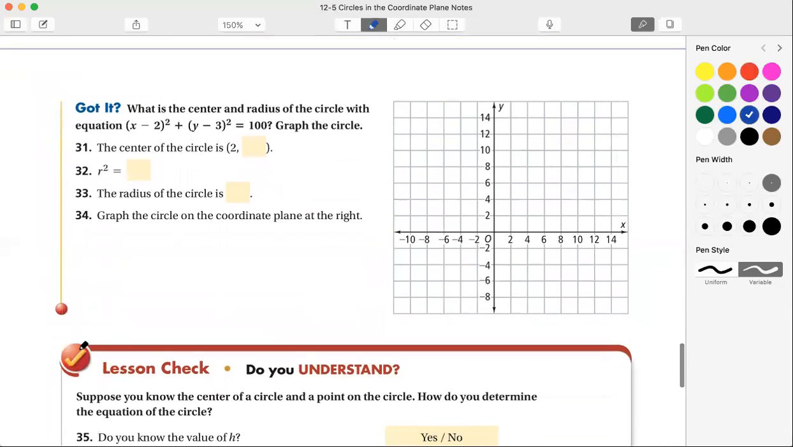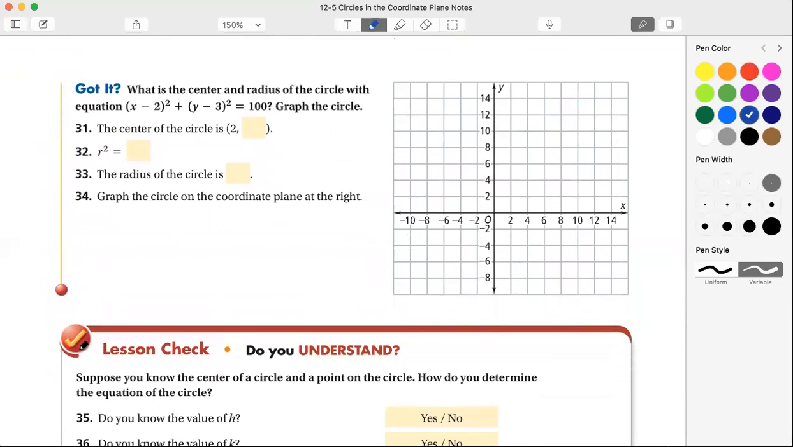So what is the center and radius of the circle with the equation (x minus 2) squared plus (y minus 3) squared equals 100, and let's graph the circle. So the center is at (2, 3). The radius r squared is 100, so the square root of that is 10. So step 1, we plot the center at (2, 3). Then we count 10 units in all directions.